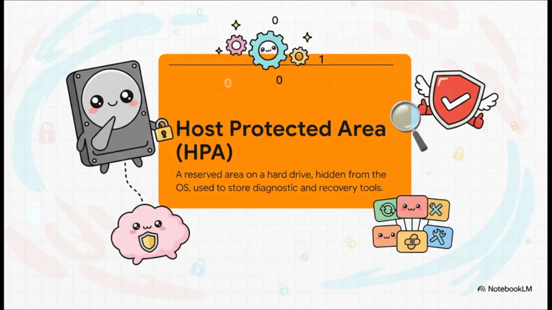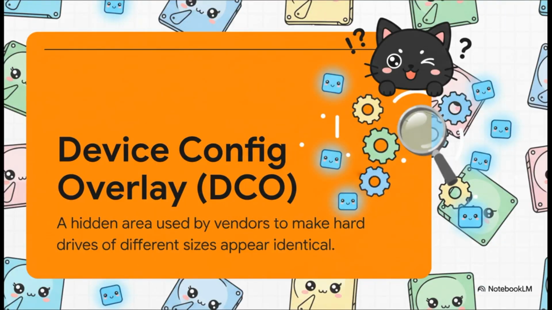So one of these secret rooms is called the Host Protected Area, or HPA. Basically, manufacturers created it as a little safe spot to stick essential system tools, like recovery software. The idea was to protect them so they couldn't be easily messed with or deleted, either by you or by a virus. And then there's another one, the Device Configuration Overlay, or DCO. This one's a bit different. It lets computer makers buy a bunch of hard drives that might be slightly different sizes, say from different factories, and then make them all report that they're the exact same size. It's really just a way to standardize their products.